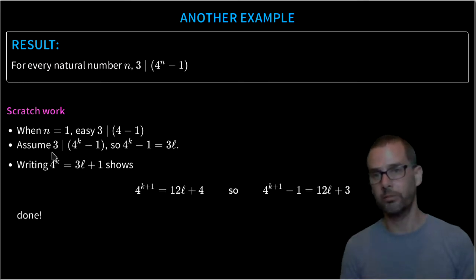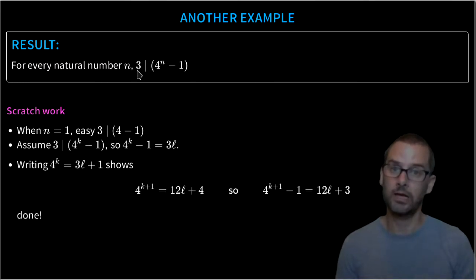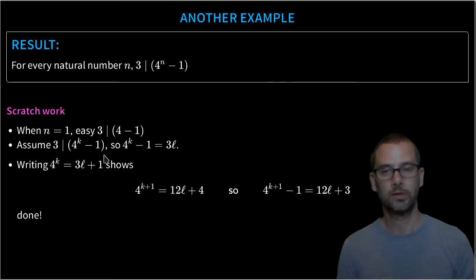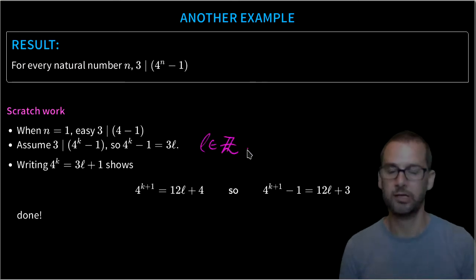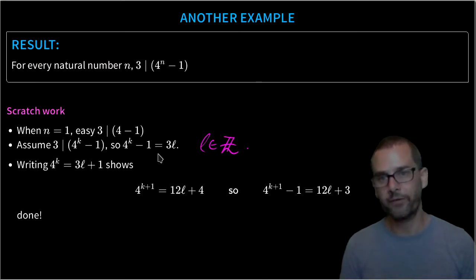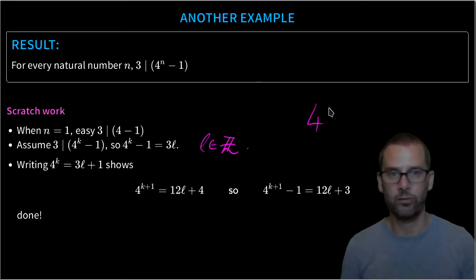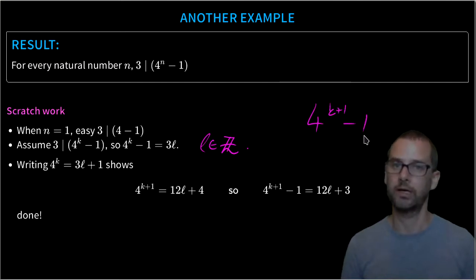So we assume that this is true when n equals k. So 3 divides 4 to the k minus 1. So we know that 4 to the k minus 1 is 3l. And again, I'm sort of skipping some steps here because this is just scratch work. I know l is an integer. Well, I need to get from that to some statement about 4 to the k plus 1 minus 1.